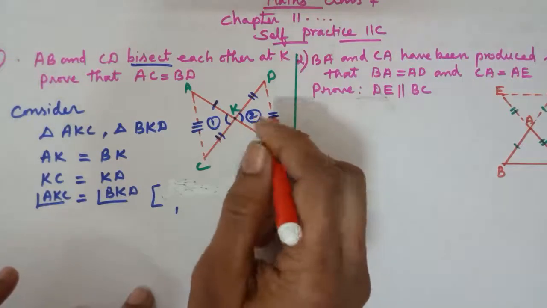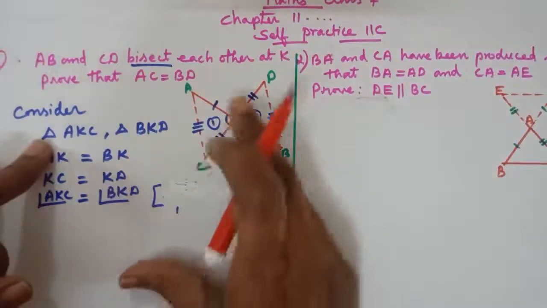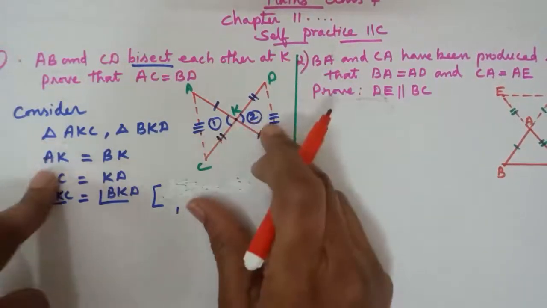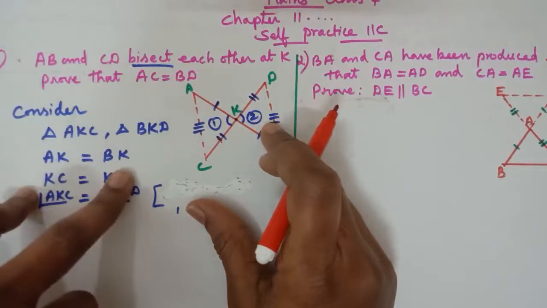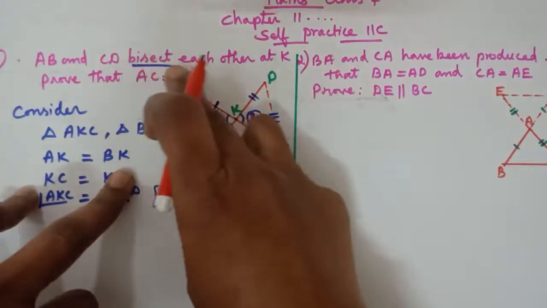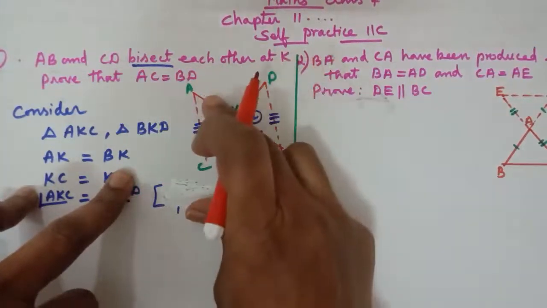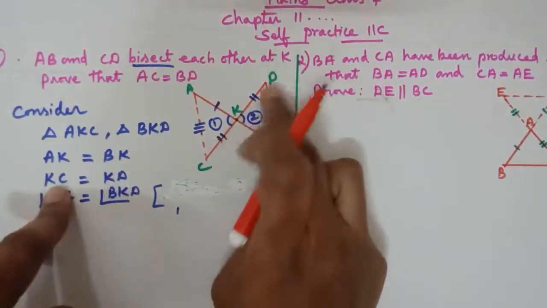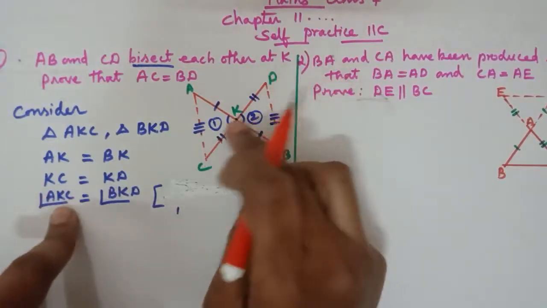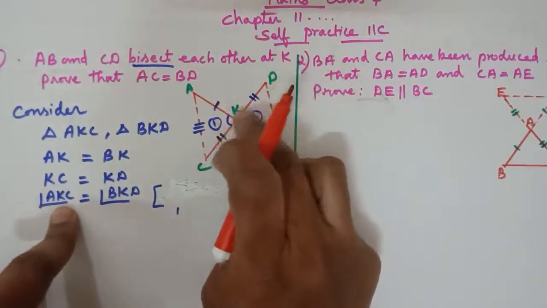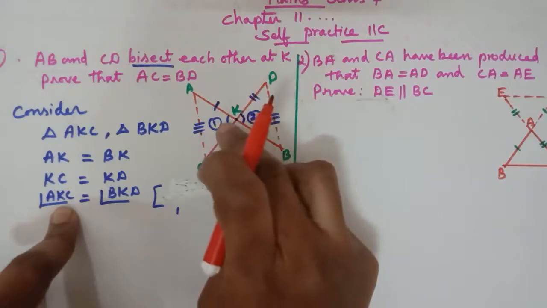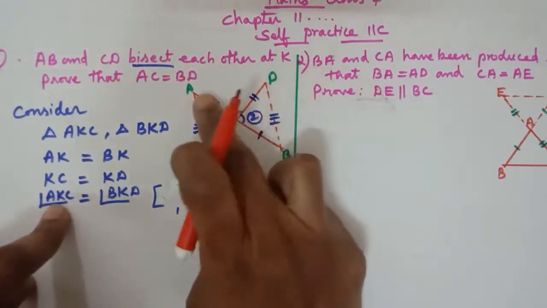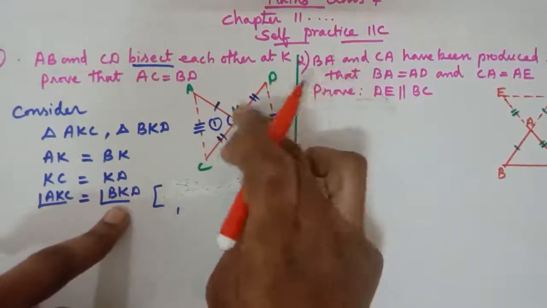Is it clear? So here students listen, consider triangle AKC and triangle BKD. This is first triangle, second triangle. AK is equal to BK. Why? Because AB and CD bisect each other at K. So this side is equal to this side, and this side is equal to this side, so KC is equal to KD. Then these two lines bisect each other, so vertically opposite angles are equal. That's why I have written angle AKC is equal to angle BKD.